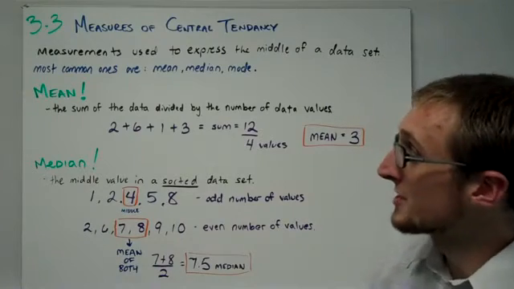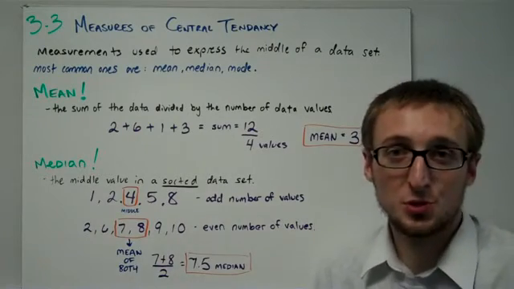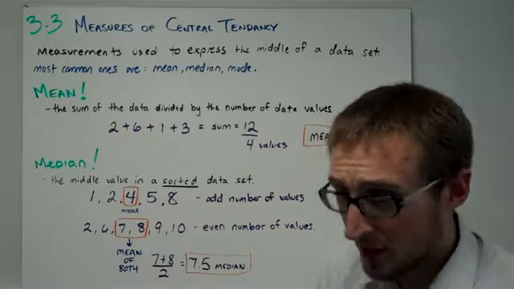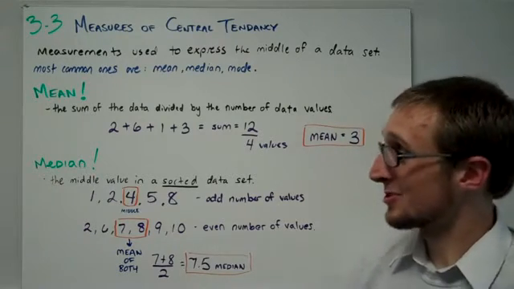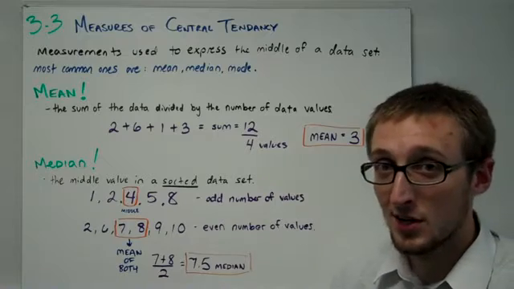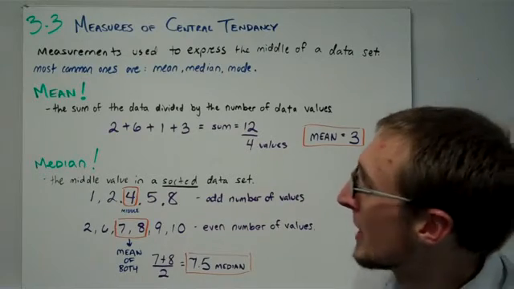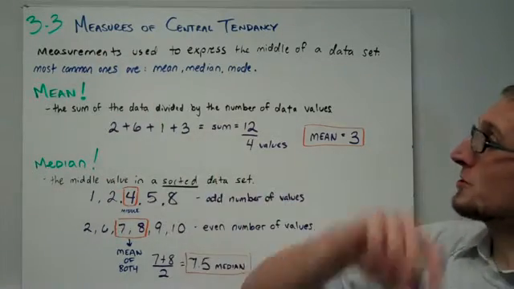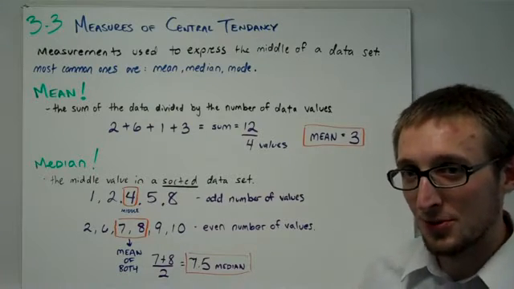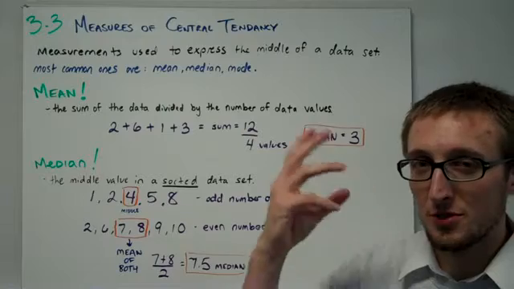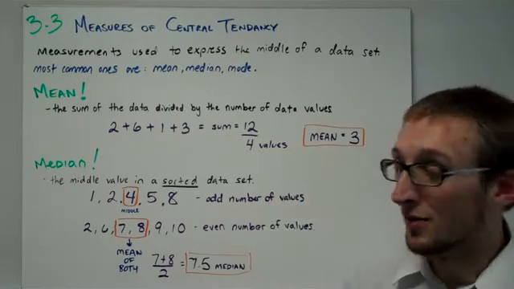Okay, Chapter 3, Lesson 3. This is Measures of Central Tendency. Your book calls it mean, median, and mode, but we're going to use the fancy term, Measures of Central Tendency, because we're big boys and big girls now. These are measurements used to express the middle of a data set. So we're thinking of things like averages, the middle value, that kind of stuff.